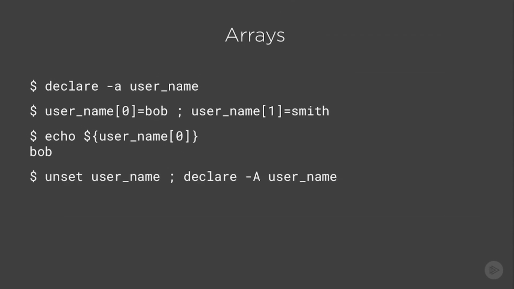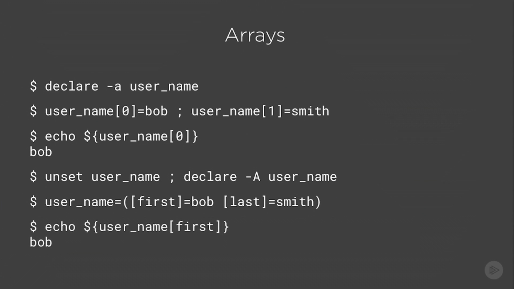We can then go through and unset our username and then use declare -A to declare an associative array. With that done, we can then go through and have username equals and then first as our key and last as our key. We've got then Bob and Smith again as the values. To be able to see those values, same sort of thing as before, but we use the key names rather than going through and using the index values.